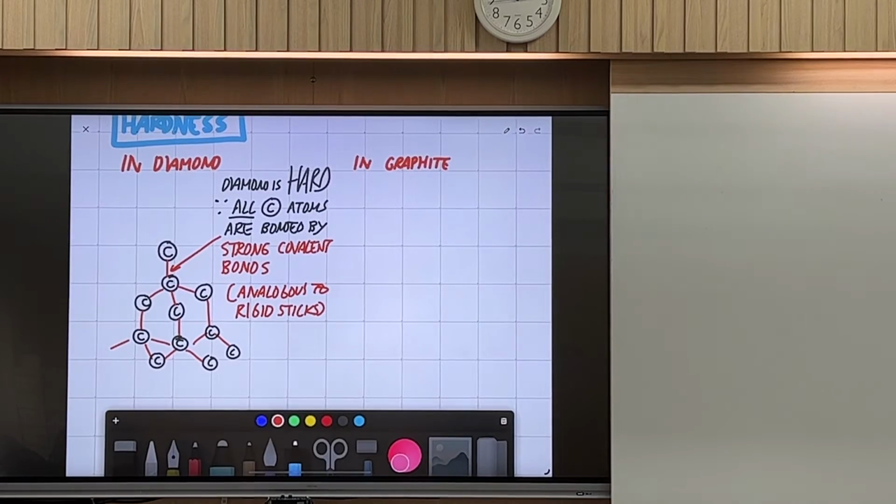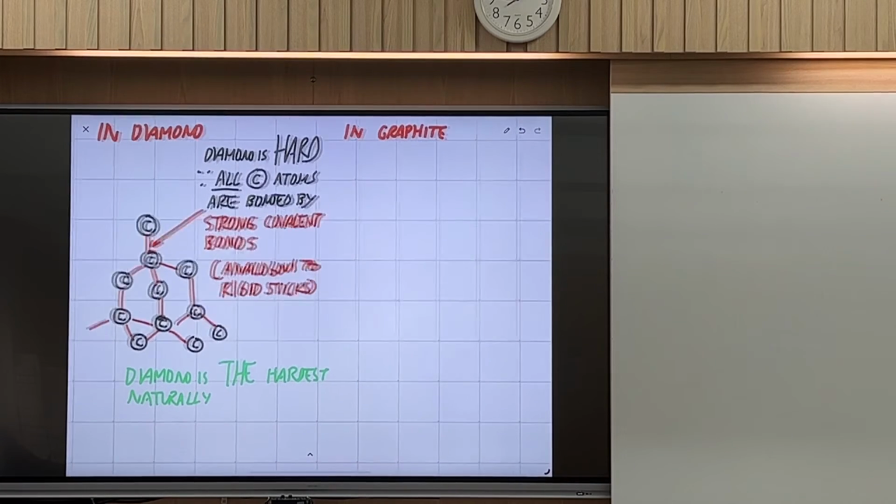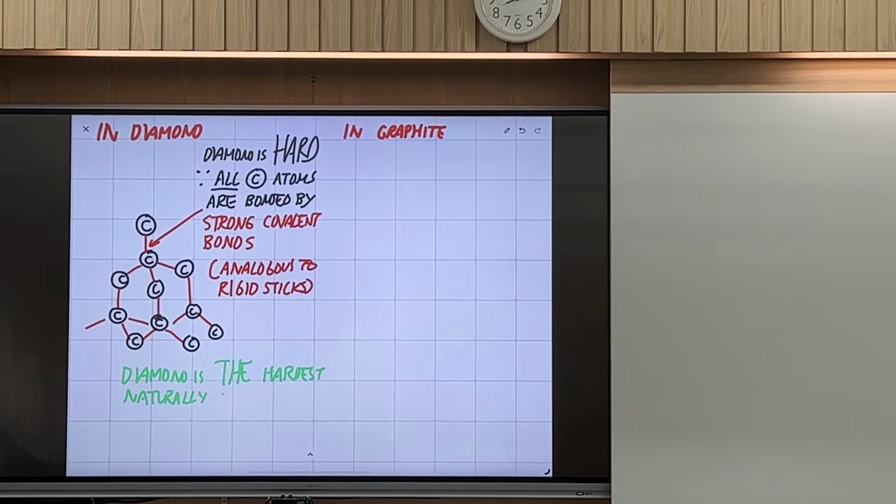So diamond is the hardest naturally occurring substance. You may not know that the armor of the tank is made of a material similar to diamond, it's silicon carbide. This is what makes the tank armor so tough. So diamond is the hardest naturally occurring substance.